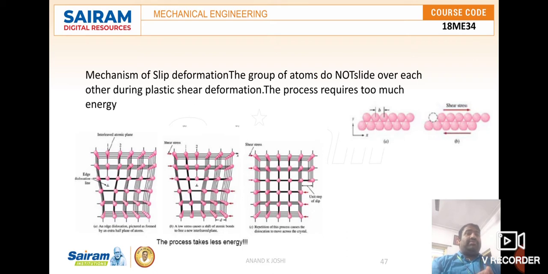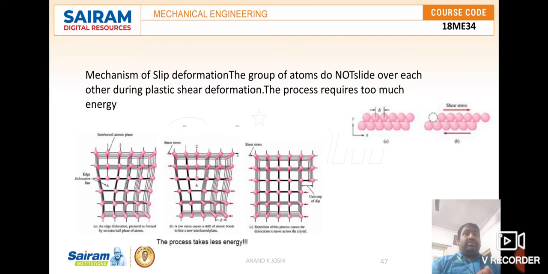The group of atoms do not slide over each other during the plastic shear deformation, so this process requires too much energy. You can see that the shearing action is taking place, and the slip deformation will not be taking place in the group. Here the edge deformation will be taking place, and the energy of that slip requires too much energy.